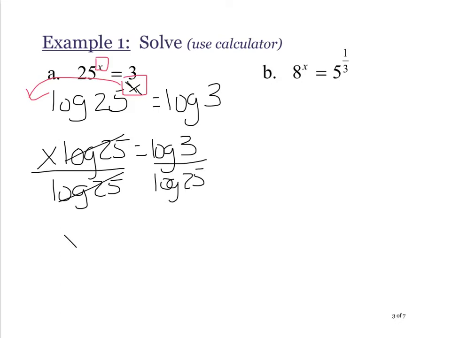You'll use your calculator. Make sure you use a lot of parentheses and things like that. You're going to get 0.3413.